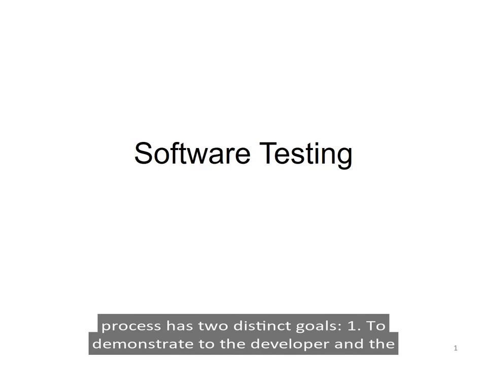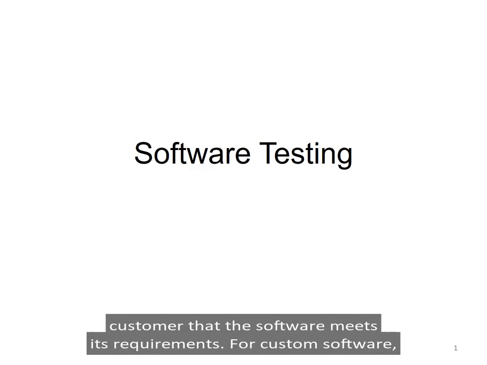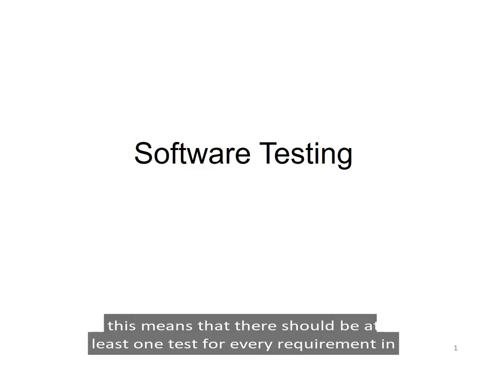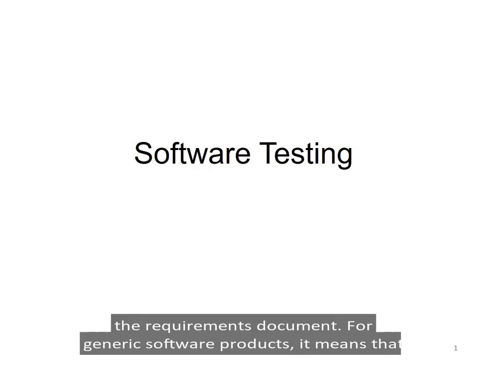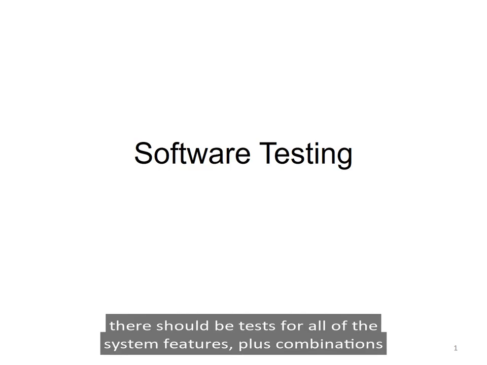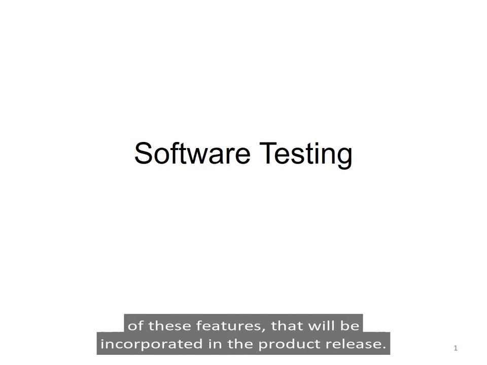The testing process has two distinct goals. One, to demonstrate to the developer and the customer that the software meets its requirements. For custom software, this means that there should be at least one test for every requirement in the requirements document. For generic software products, it means that there should be tests for all of the system features, plus combinations of these features that will be incorporated in the product release.